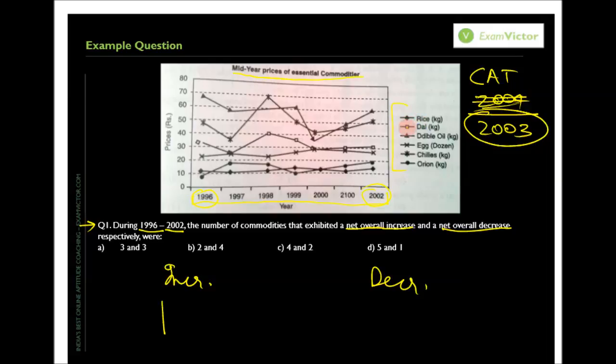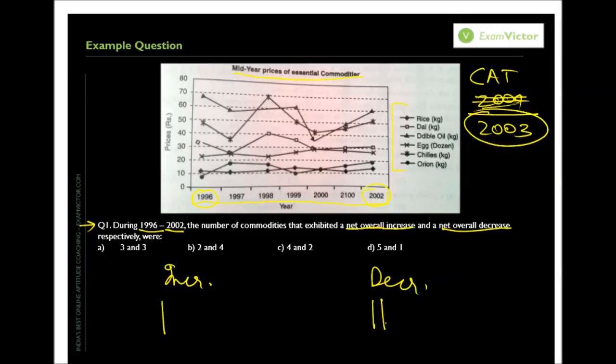Then next is dal. Dal is these hollow squares. Hollow squares are here, right? The first one looks like a diamond, but that's also a hollow square. So dal started off well above 30 and ended off just above 30. So dal is a decrease. Next is edible oil. Edible oil are these black triangles. So that started off here almost 70 and that ended at what looks like 60. See, I don't know the exact numbers, but I'm just trying to approximate what it looks like. So it started off almost 70, reached 60. So this is also a decrease.